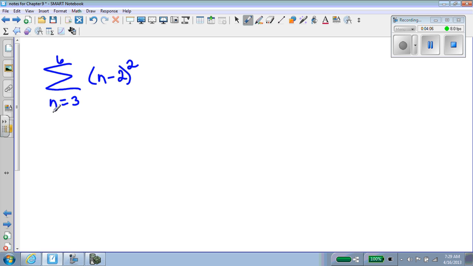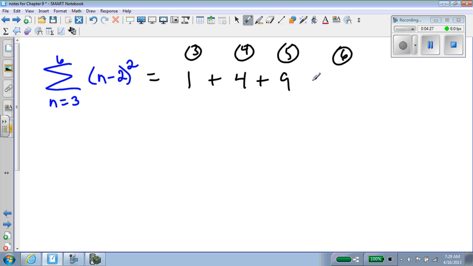It doesn't have to be that we find the sum of the first some odd terms. It says find from term 3 to term 6. So it could be the third term, the fourth term, the fifth term, and the sixth term. 3 minus 2 is 1, squared is 1. 4 minus 2 is 2, squared is 4. 5 minus 2 is 3, squared is 9. 6 minus 2 is 4, squared is 16. That looks like 30 as a sum.